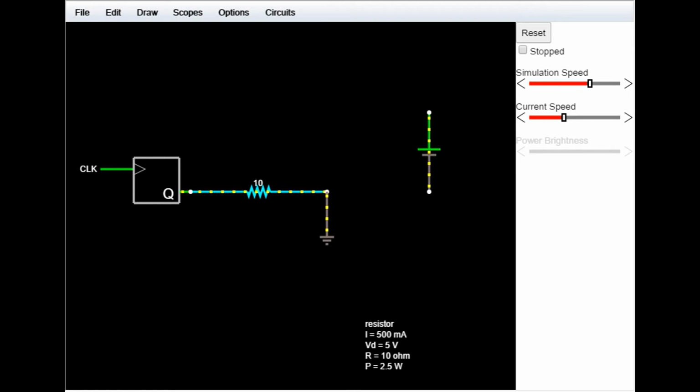But this is a really, really bad idea. If you look in the bottom right, you can see that the amount of current going through this wire here is 500 milliamps. And I mentioned before that transistors will heat up if too much current is going through them.